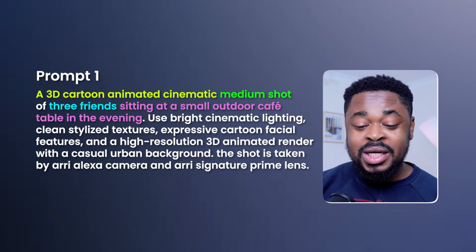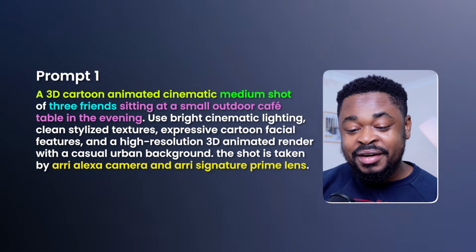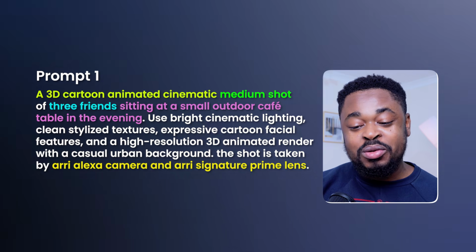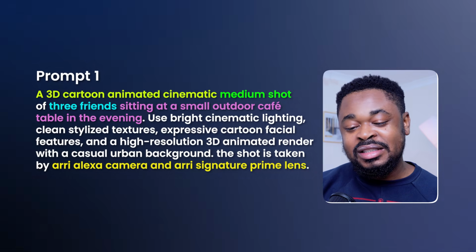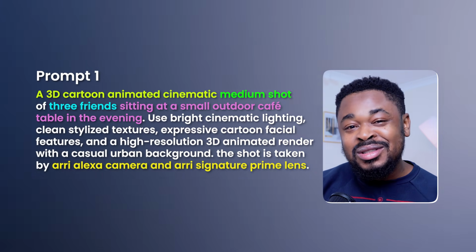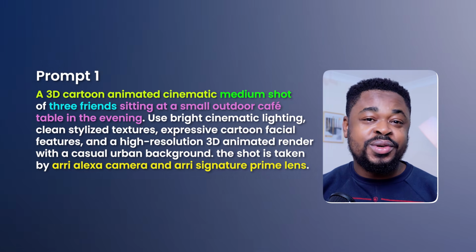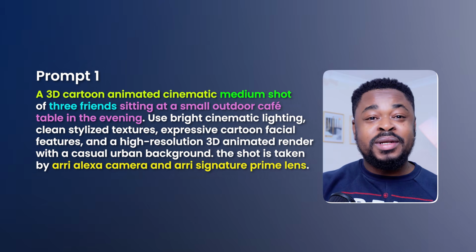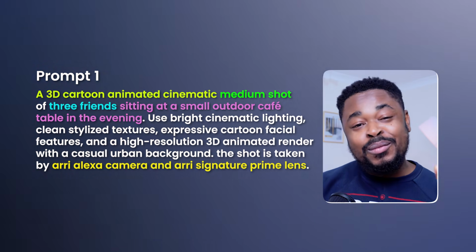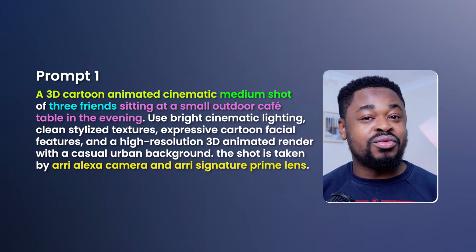And down here you can see that we added the camera aspects, which is Arri Alexa camera and Arri signature prime lens. This gives the image an overall cinematic look. The image style, shot type, character description, scene description, and camera specs are key instructions that must be in your prompt to get the best result.